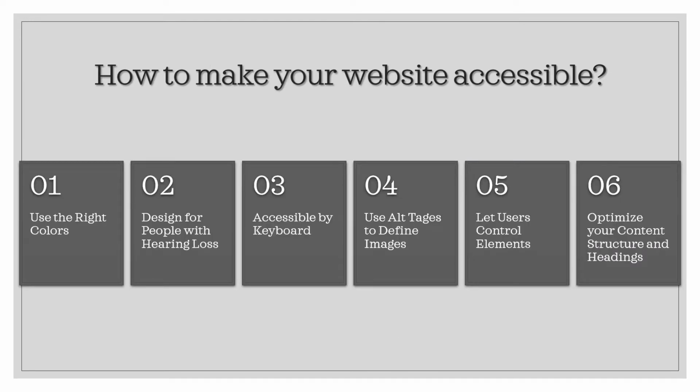So how do we make our website accessible? There are 6 of them that we can talk about. The first is use the right colors, and design for people with hearing loss, and be accessible by keyboard. Use alt text to define images and let users control elements. Optimize your content structure and headings.